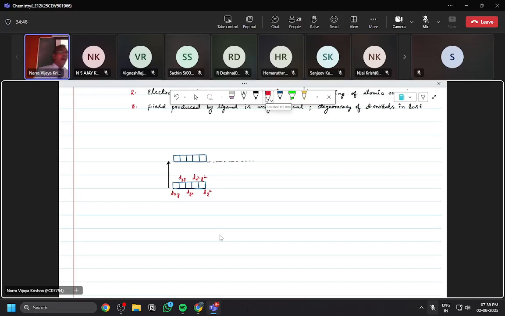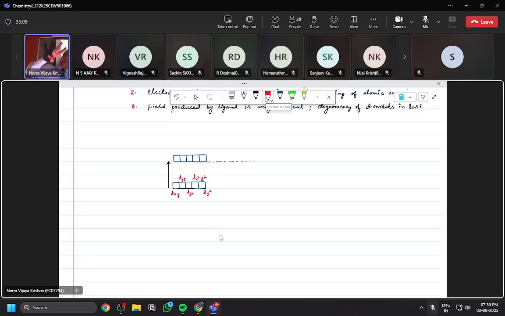Are you able to understand? Overall, there are 10 electrons. Assume 4 electrons are feeling repulsion, then 6 electrons are not feeling repulsion. Then the energy of these 4 electrons should increase. From where do I have to give that energy? By removing that energy from these 6 electrons, we will transfer that energy to these 4.